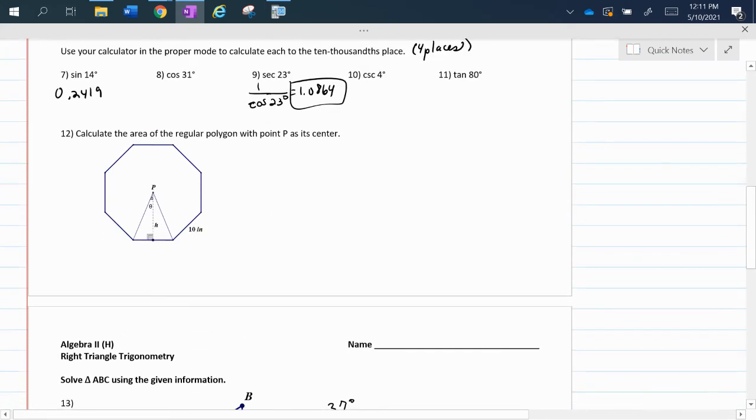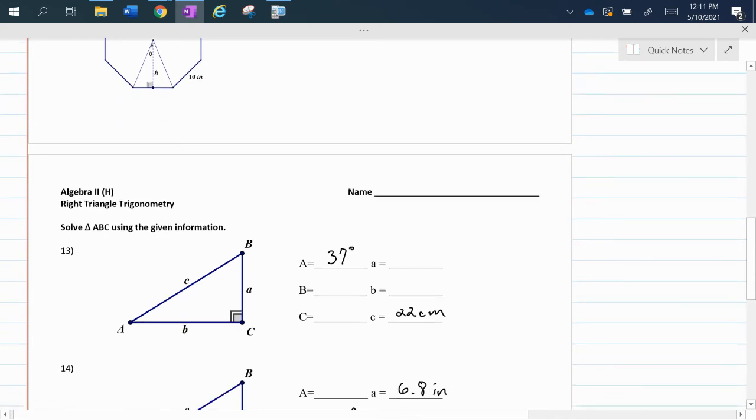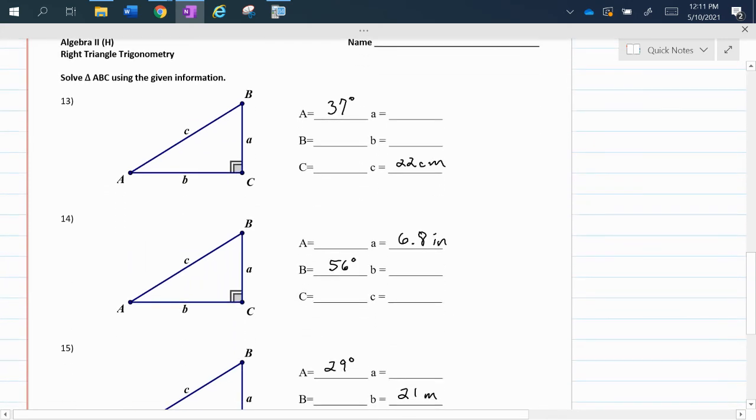Okay, so let's look at the next problem. Actually, we're going to skip that one, and go to number 13, and talk about how we solve a right triangle. We solve any triangle by finding all the missing angles and all the missing sides. It tells us that angle A is 37 degrees, and I know that angle C is 90 degrees from the symbol. So I can use my knowledge that the sum of the interior angles of a triangle is 180 degrees to find angle B. I know that 90 plus 37 is 127, and 180 minus 127 is 53 degrees. So angle B is 53 degrees.